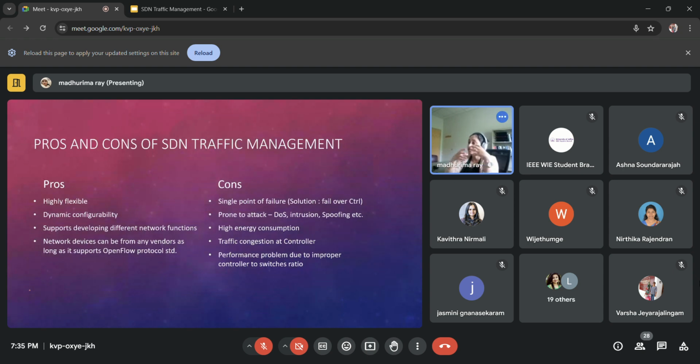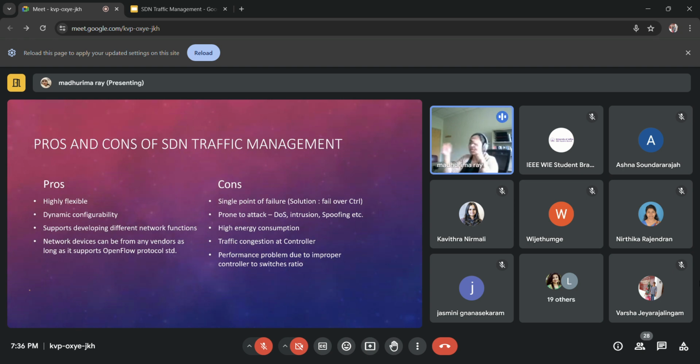So if the controller is getting a lot of messages, a lot of information, or a lot of requests from these switches, then you will see congestion going on, right? So there could be possible congestion in the forwarding plane as well as congestion at the controller. That's possible.